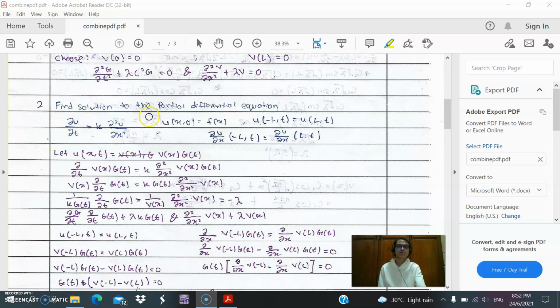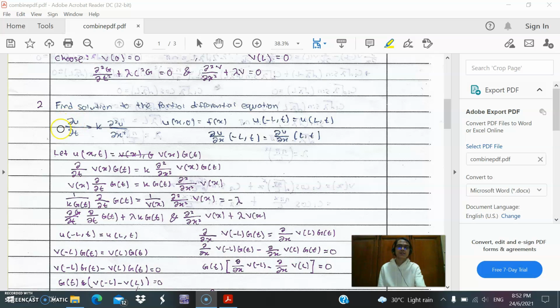Soalannya, find the solution to the partial differential equation. So this is the question, and these are the boundaries that were given. Okay, at first, we let u(x,t) equals to V(x)G(t).